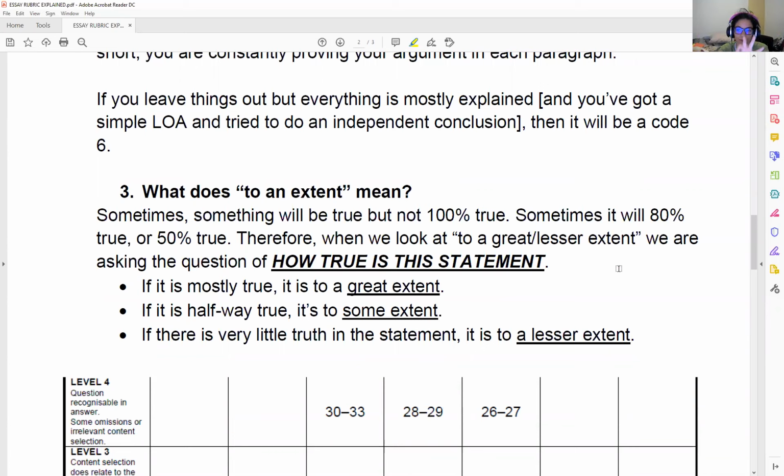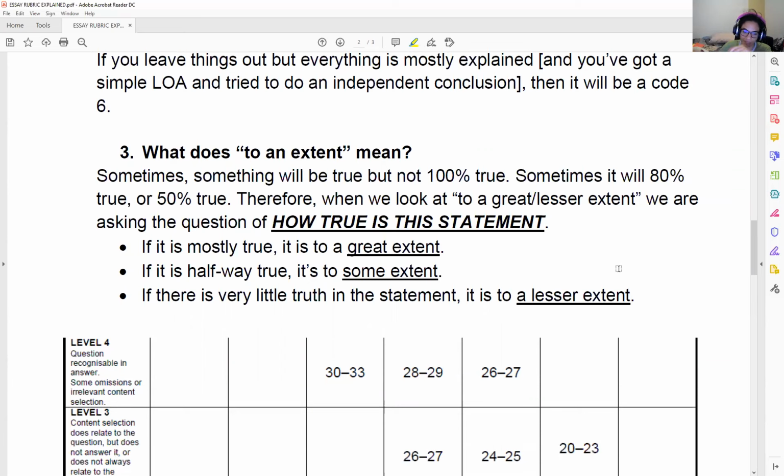And there's basically three ways you can answer a question that's on extent. You're basically asking the question, how true is the statement? And you can say, it's mostly true, therefore it is true to a great extent. If it's only halfway true, like there's some points for it and some points against it, then you'll say to some extent. And if there's very little truth in the statement, then you say it is to a lesser extent.